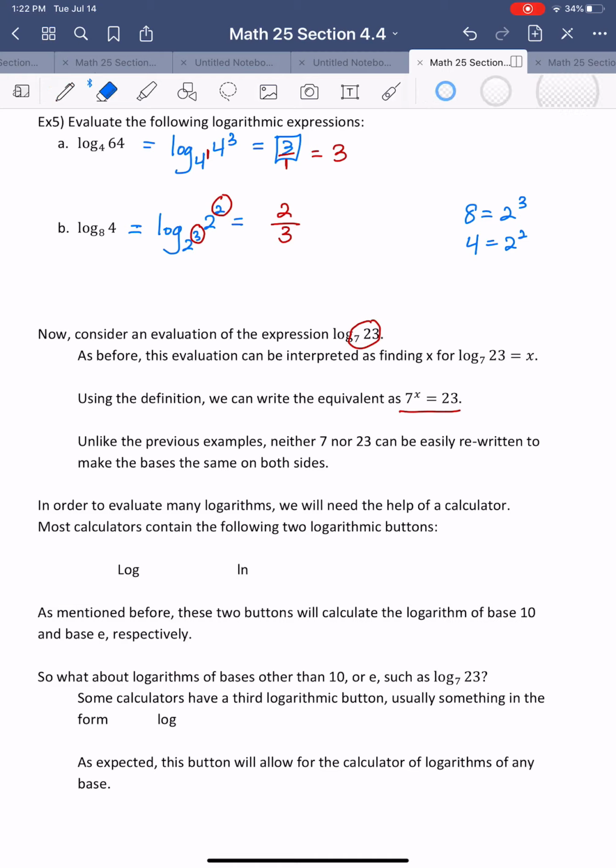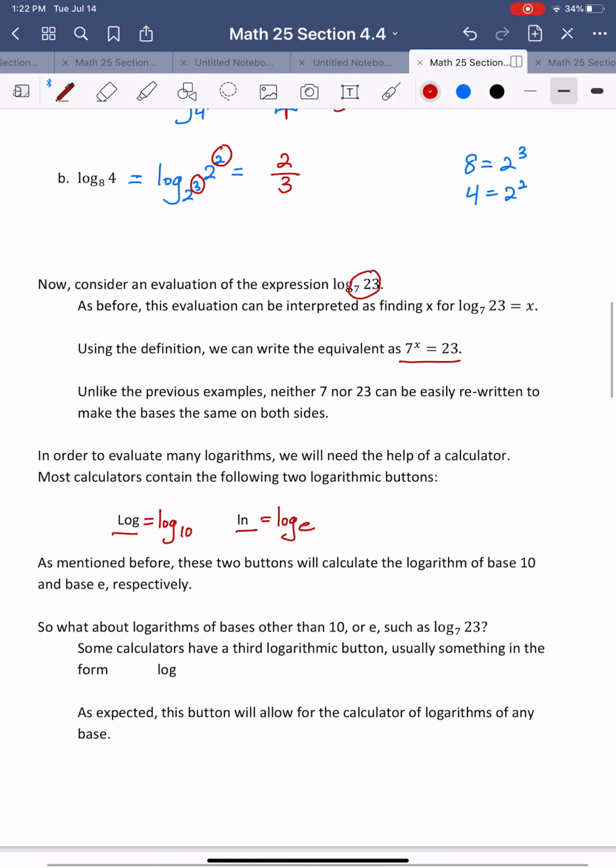Most calculators contain the following two logarithm buttons: log and ln. Log is the base 10, and ln is the base e. As mentioned before, these two buttons will calculate the logarithm of base 10 and base e respectively.